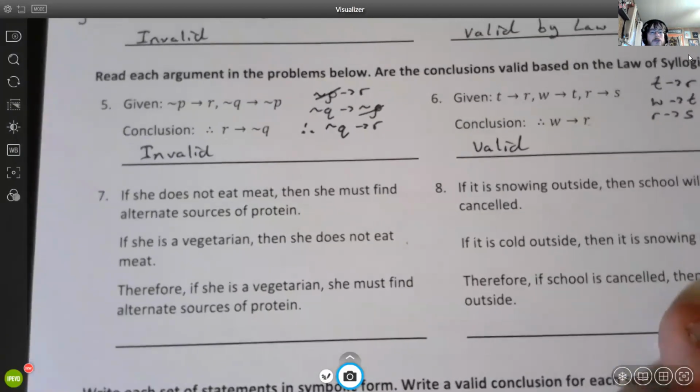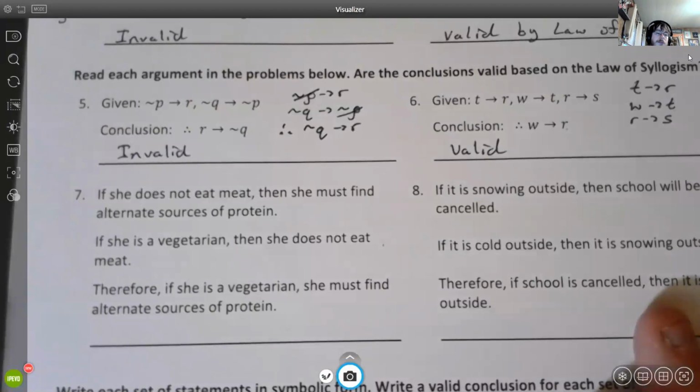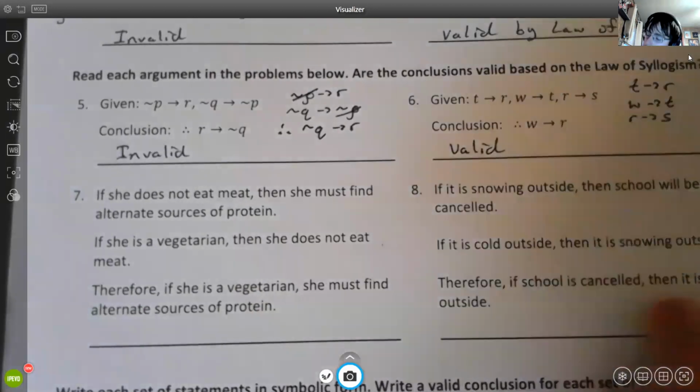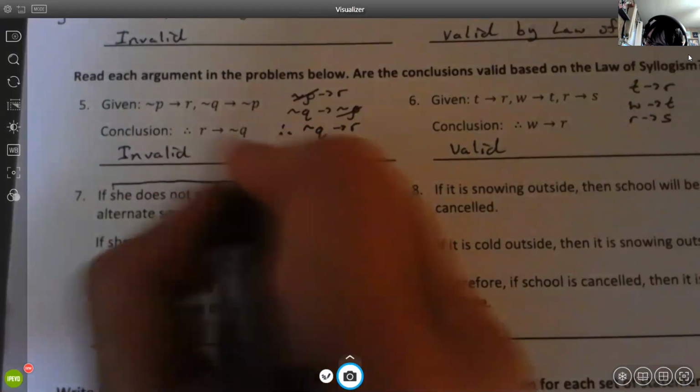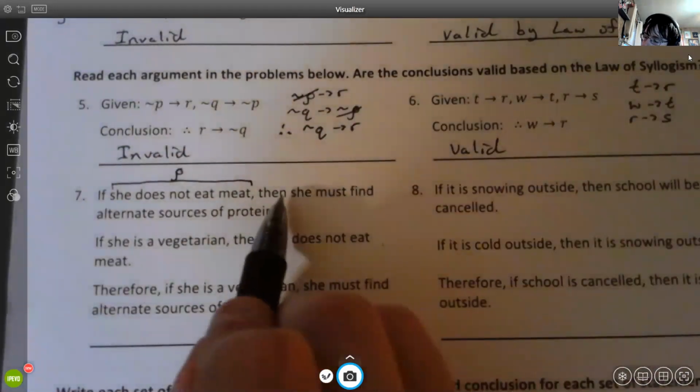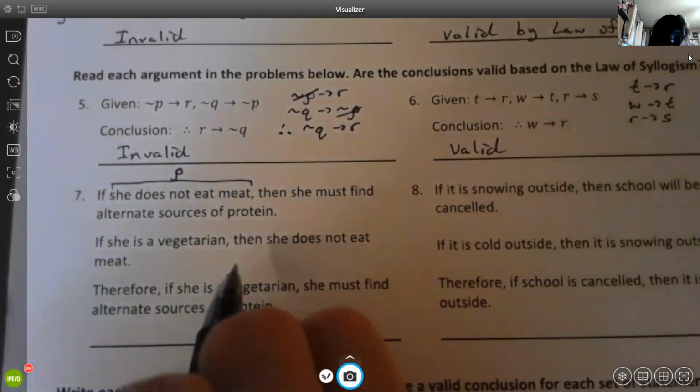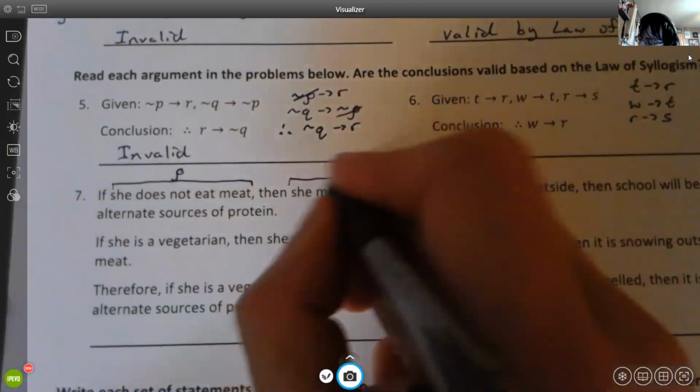Number 7, if she does not eat meat, then she must find alternate sources of protein. If she is a vegetarian, then she does not eat meat. Therefore, if she is a vegetarian, she must find alternate sources of protein. Again, we're going to put it in symbolic form to make it a little bit easier to notice. So it says, if she does not eat meat, this would be P. Then she must find alternate sources of protein. That would be Q.